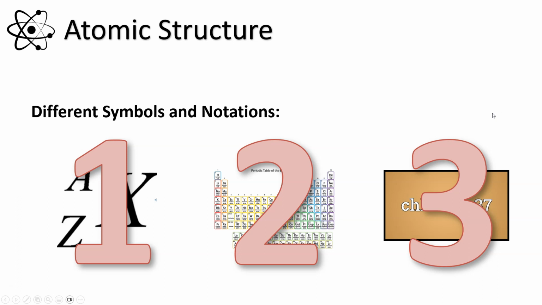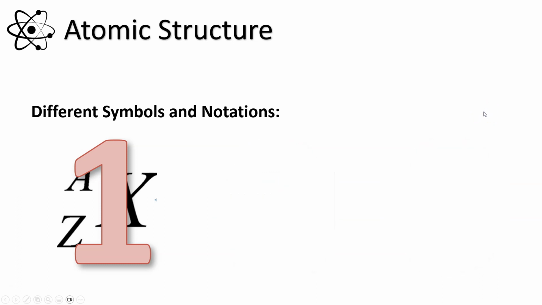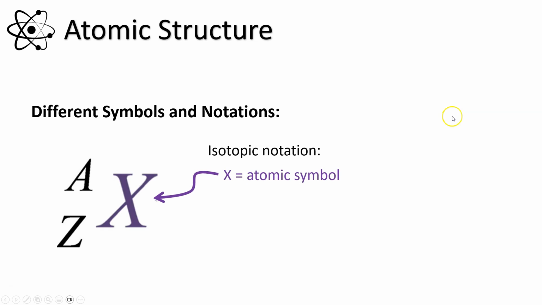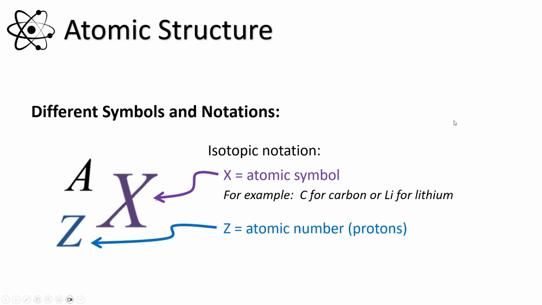The real goal of all this information is understanding the different symbols and notations that scientists use to describe atoms. That's really what this is all about. So the first type we're going to look at is called isotopic notation, and it's often symbolized with this format, XZA. In isotopic notation, the X is the atomic symbol. That's what you see on the periodic table. For example, C for carbon, Li for lithium. The Z is the atomic number.